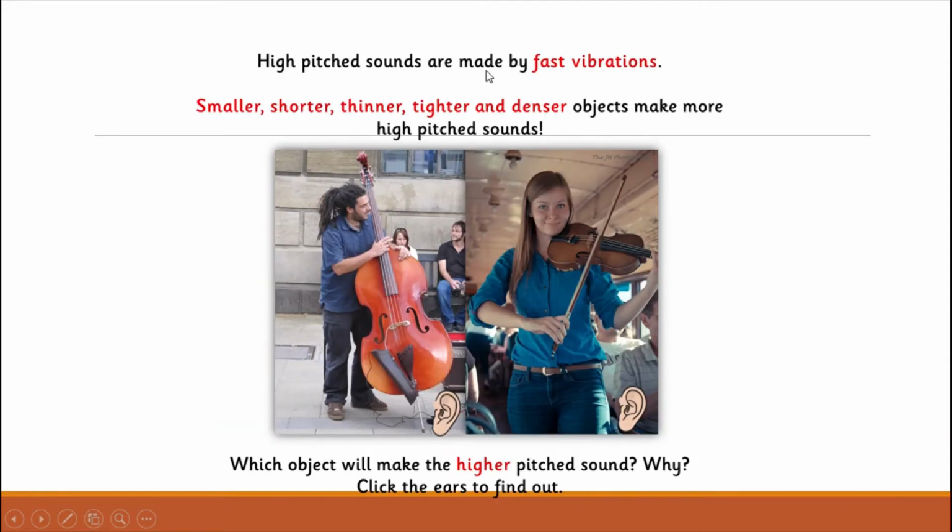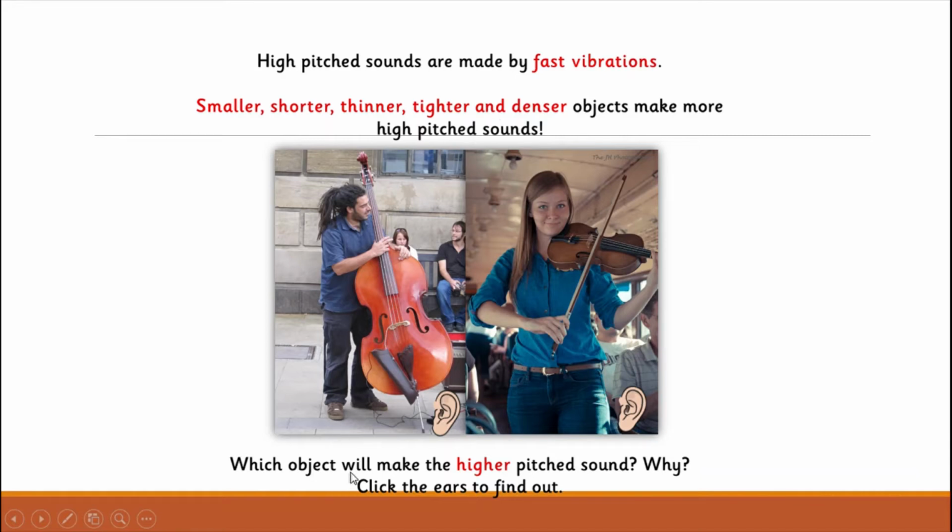High pitch sounds are made by fast vibrations. Smaller, shorter, thinner, tighter, and denser objects make more high-pitched sounds. So if you have a violin, a guitar at home, or any sort of stringed instrument, the tighter strings will have a higher pitch.